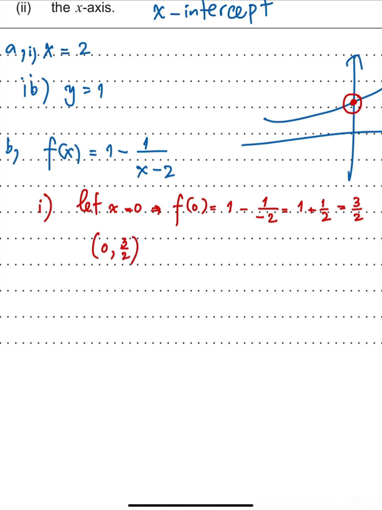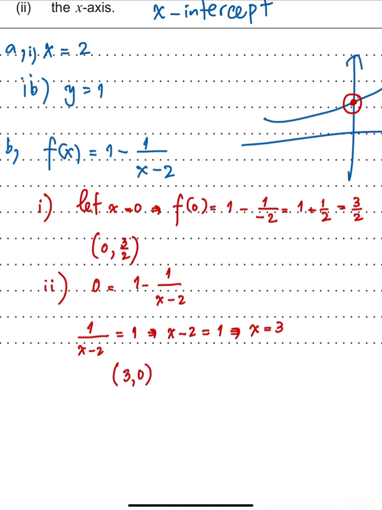How about the x-intercept? The same pattern: you just let f of x equal 0. So 0 equals 1 minus 1 over x minus 2. In this case, we can just consider 1 over x minus 2 equals 1, and that means x minus 2 equals 1, and that will be x equals 3. So we can consider (3, 0) the x-intercept.